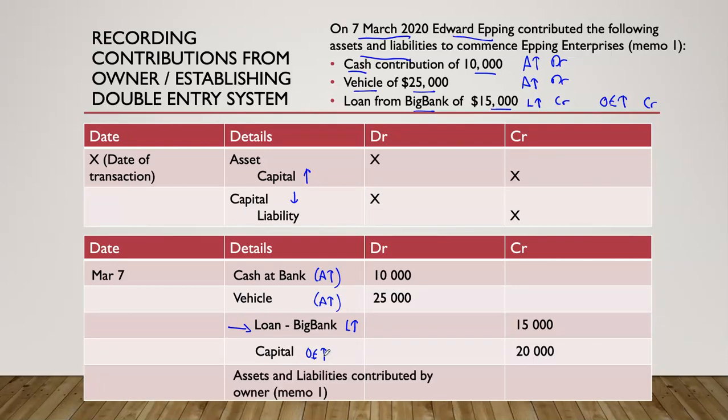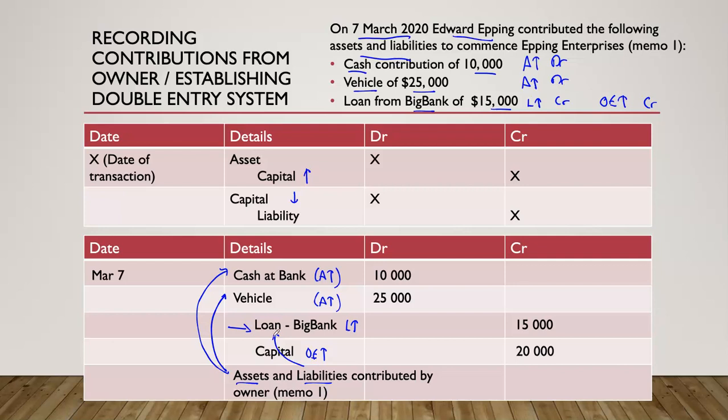We must do a narration which tells a short explanation of this and include the source document. Assets and liabilities contributed by the owner. Memo 1 is absolutely appropriate. We don't need to put the dollar amounts in because that's in our general journal already. And we don't have to list the assets and liabilities because that's going to be too long an explanation. And we know this from our details section anyway.